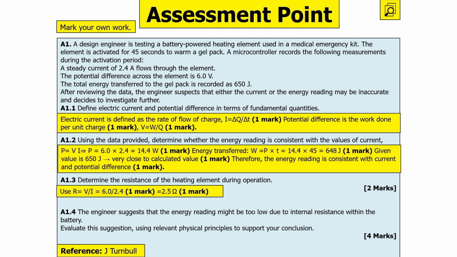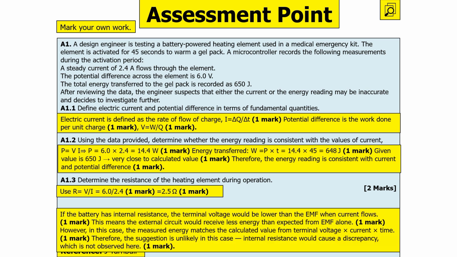And then finally, if the battery had an internal resistance, well then the terminal voltage will be lower than the EMF when the current flows. So this means the external circuit would receive less energy than expected from the EMF alone. However, in this case, the measured energy actually matches the calculated value from the terminal voltage times by the current times by the time. Therefore, in this case in particular, the suggestion is unlikely because the internal resistance would cause a discrepancy in the energy reading, which is not really observed here.